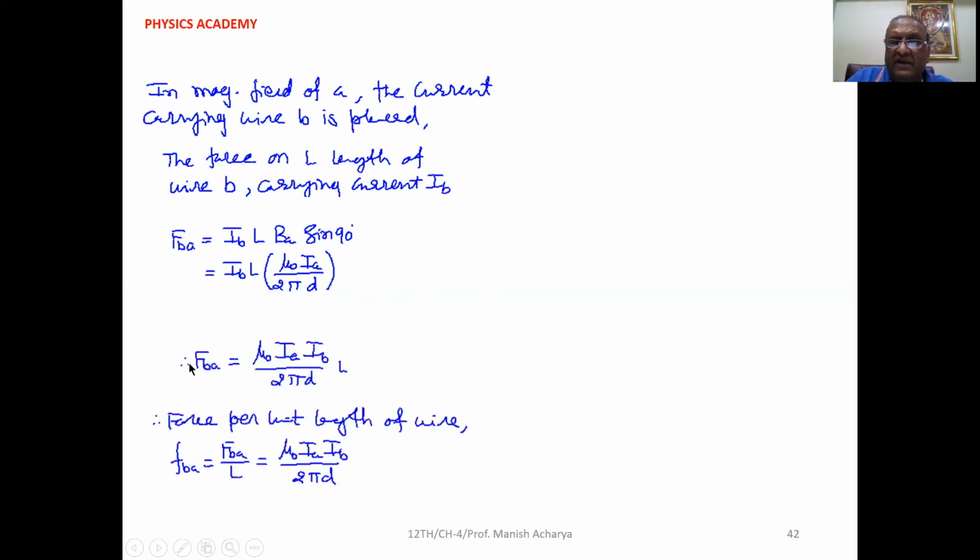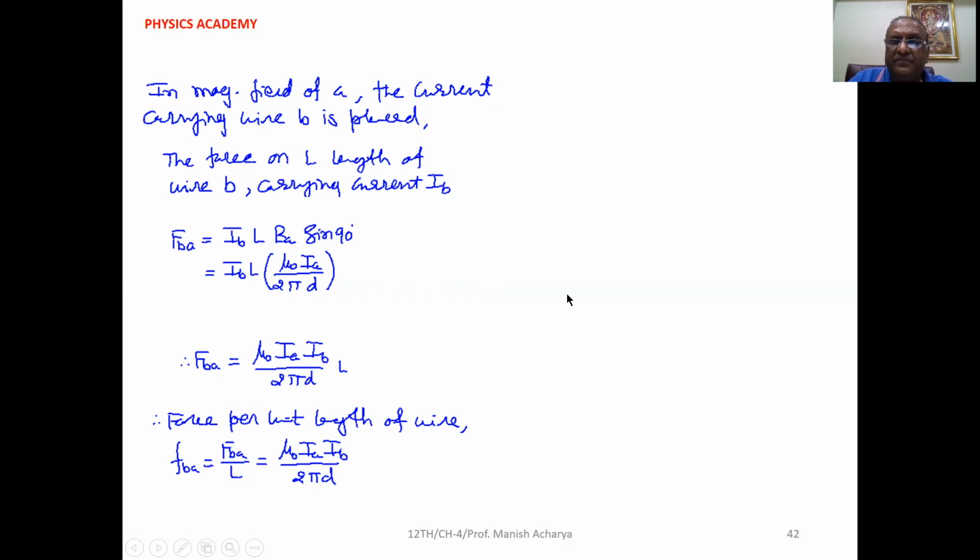Now, we can write therefore force on B by A, that is mu 0 IA IB upon 2 pi D into L. If we take this length L on left hand side, then we will get the force per unit length of the wire, small FBA, that is capital FBA upon L, mu 0 IA IB upon 2 pi D.